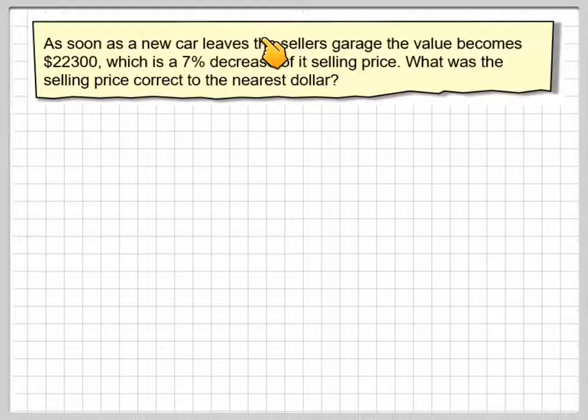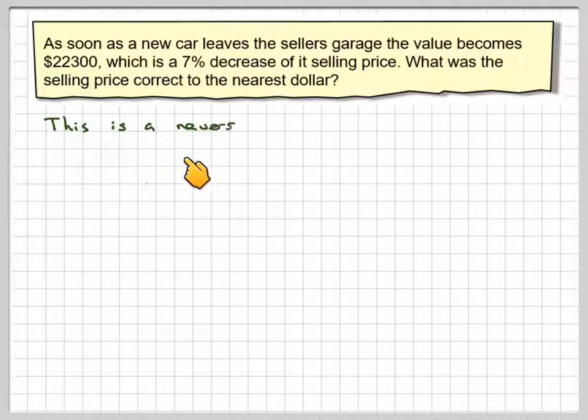As soon as a new car leaves the seller's garage, the value becomes 22,300, which is a 7% decrease of its selling price. So what happens is someone's gone to a garage and bought a car for a particular price, the selling price, but as soon as you drive a new car out of a garage, it loses a little bit of its value. So in this case, it's going to lose 7%. And the question says, what was the selling price correct to the nearest dollar?